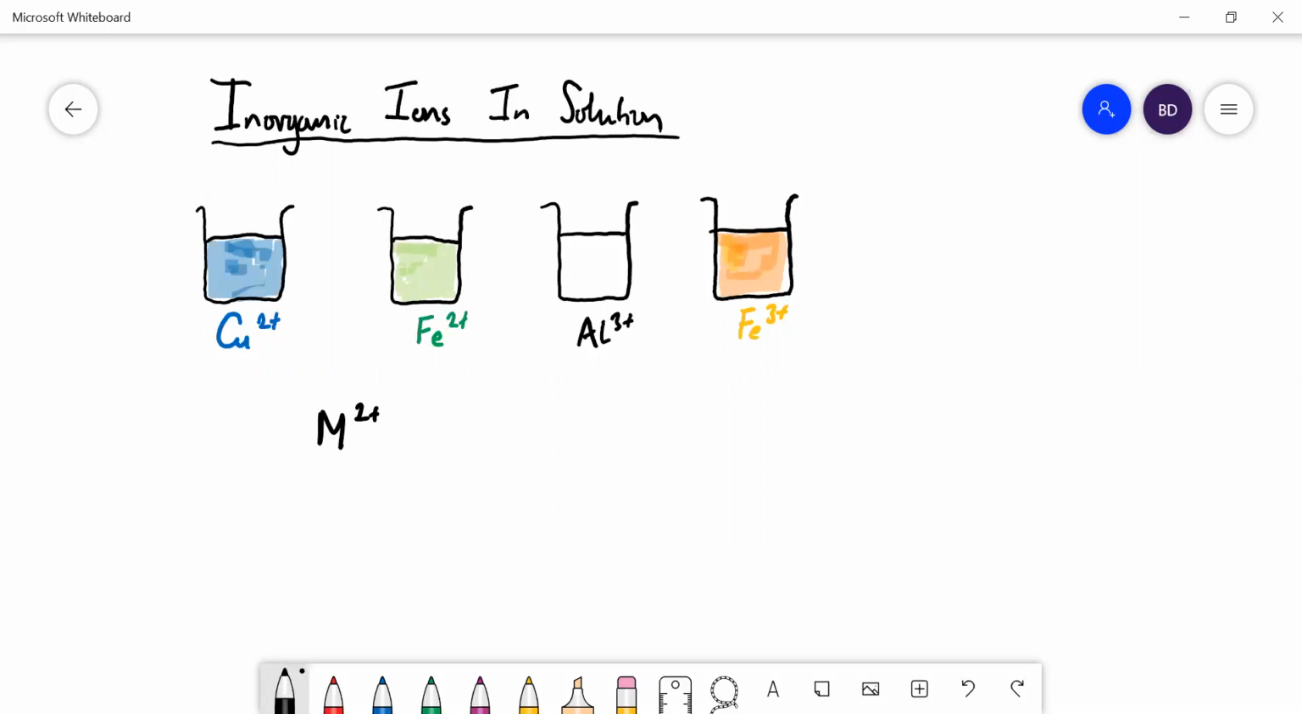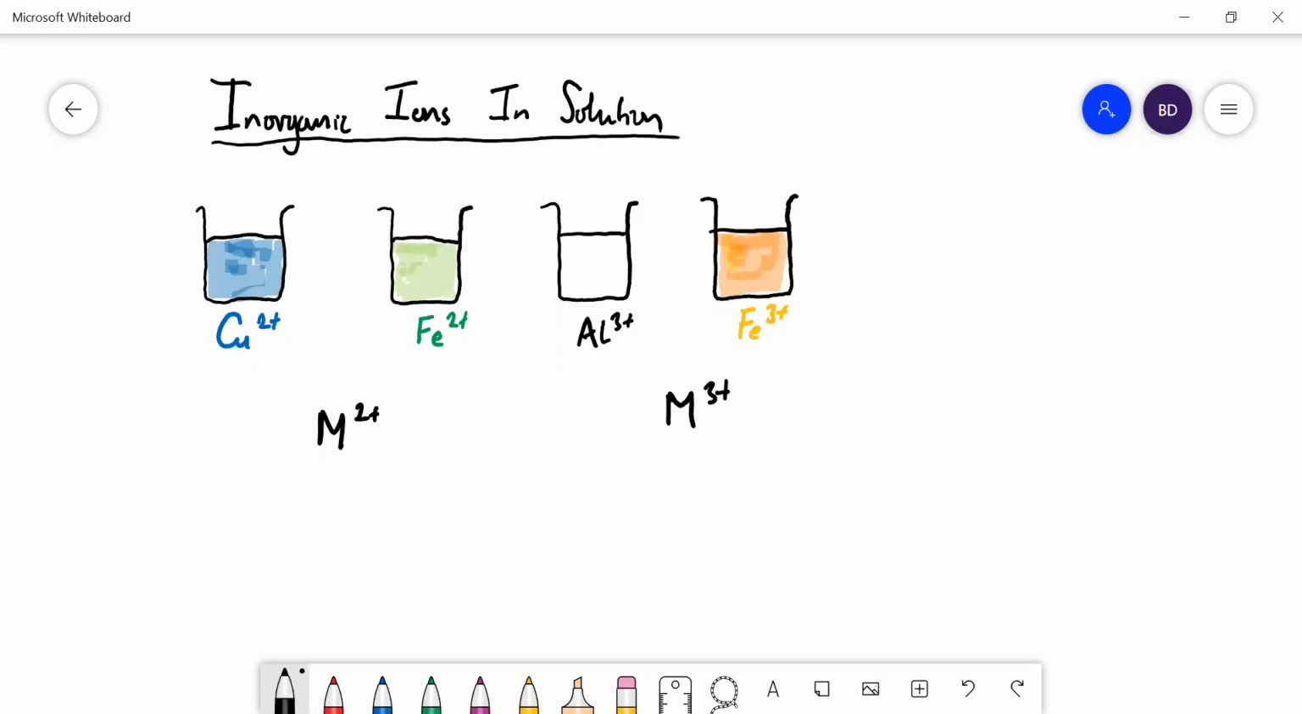Then we've got the M3+ ions. Aluminium is not a transition metal ion, so it's not colored, it's colorless in solution. And Fe3+ is not a very nice color, it's a rusty, dirty brown color. So we need to know about these. Now they all exist as complex ions with water. They all form the hexaaqua complexes, including aluminium, even though it's not a transition metal.